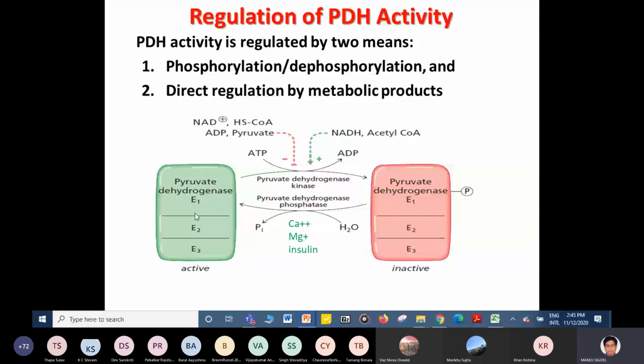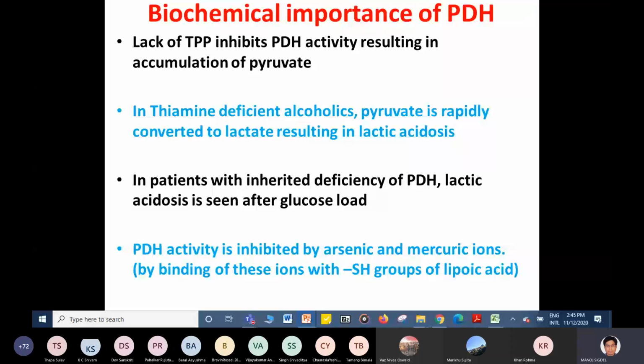Okay, now let's see the biochemical importance of the pyruvate dehydrogenase complex. Lack of thiamine pyrophosphate inhibits pyruvate dehydrogenase activity, resulting in the accumulation of pyruvate. Thiamine pyrophosphate. Have you earlier heard the word thiamine? Vitamin B1. Okay, B1, yes.